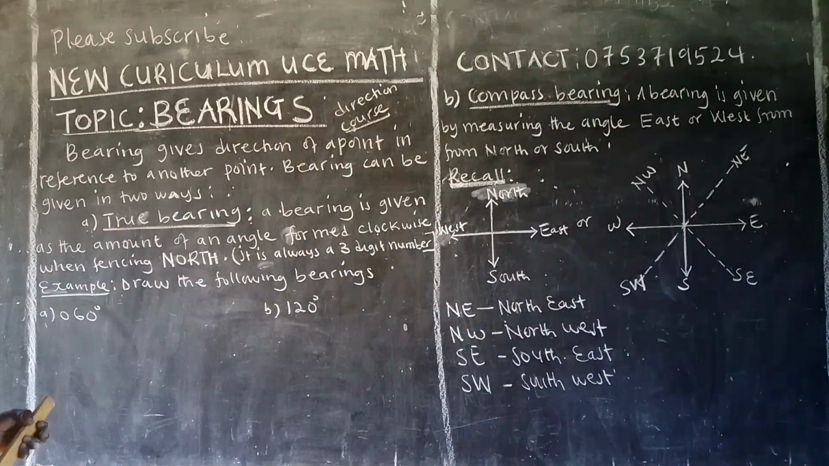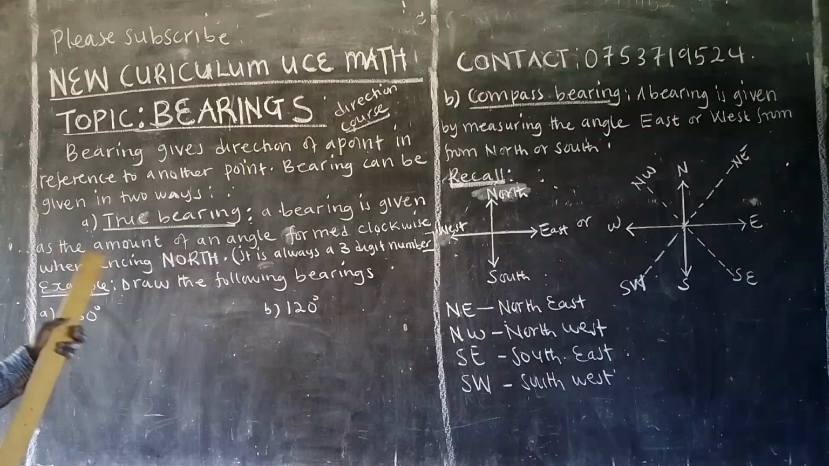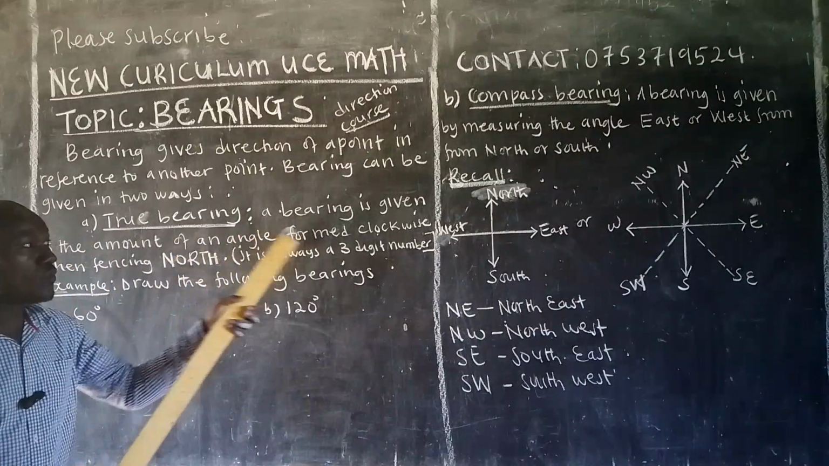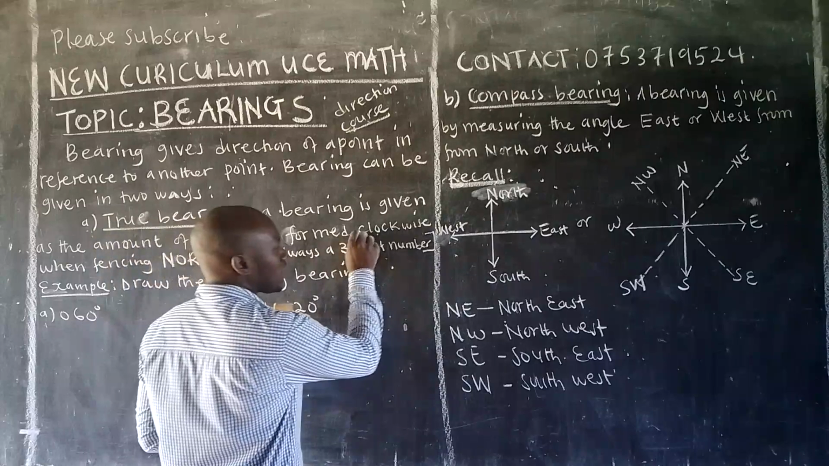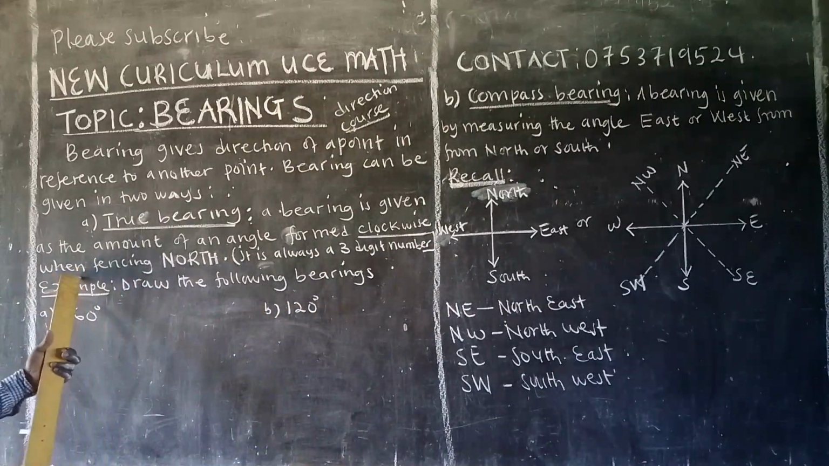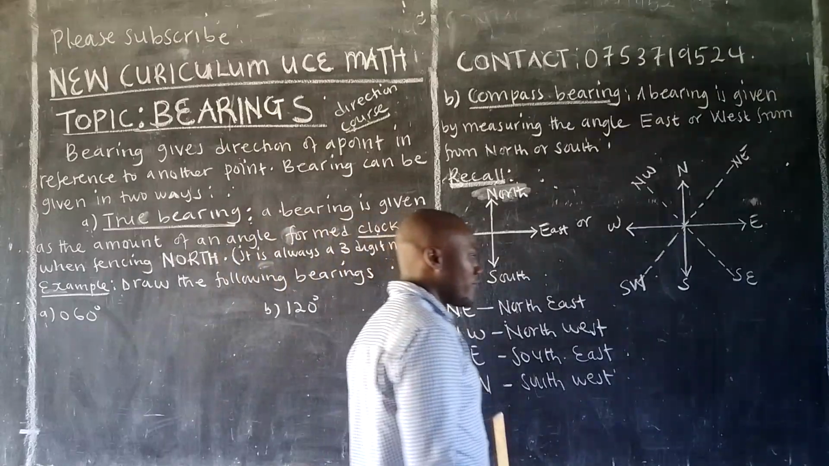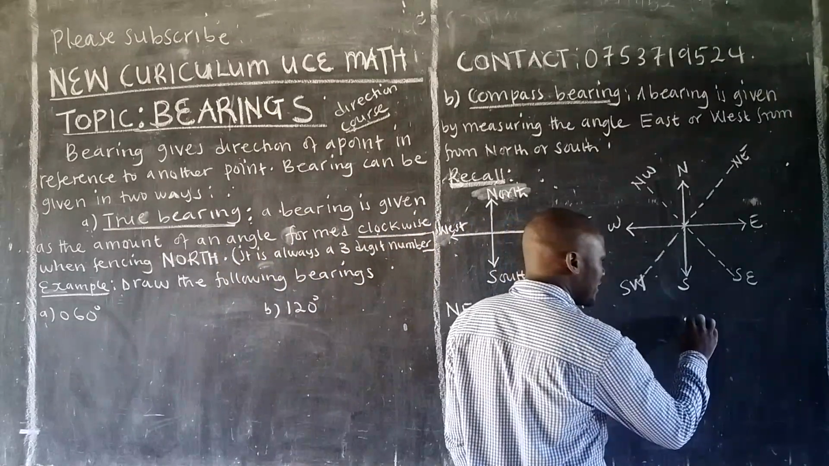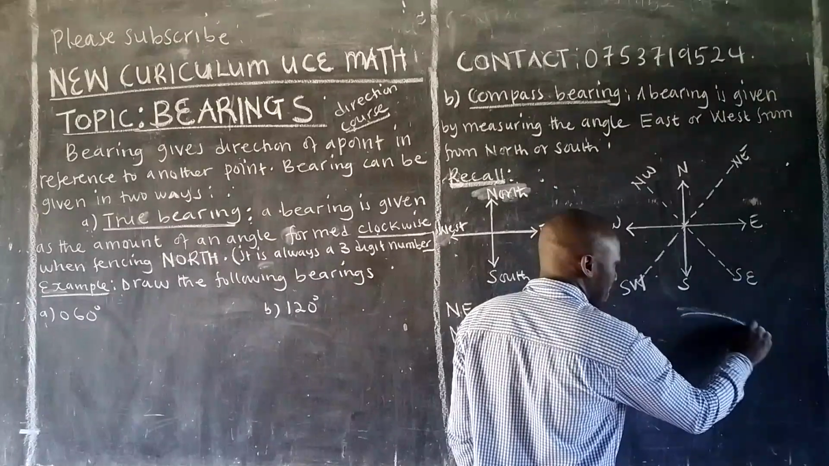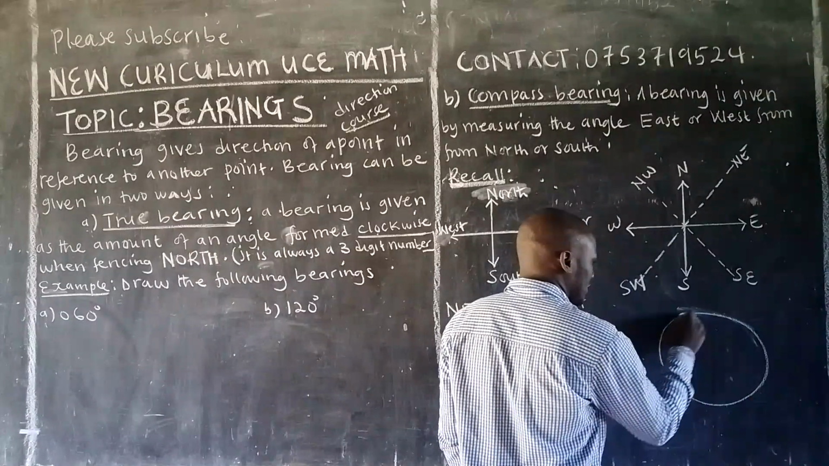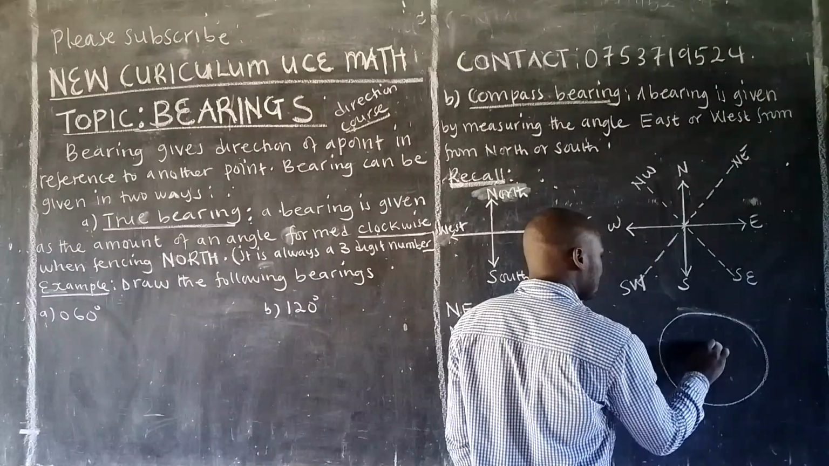A true bearing is a bearing given as the amount of any angle formed clockwise when facing north. Now, some of you may not know what the word clockwise means. I'll put it for you here, like this. Clockwise, I'll use what you understand better.